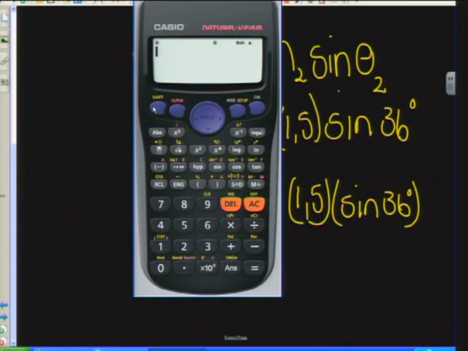So, shift, sine. Then I'm going to put the 1.5 in a bracket like it's written, then times sine 36. Then I close my bracket again, and I go equal, and I get 61. That's not what I was supposed to get.